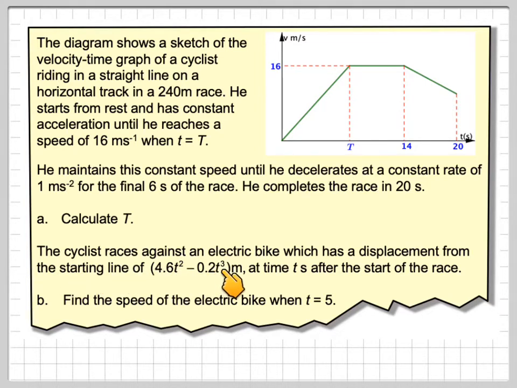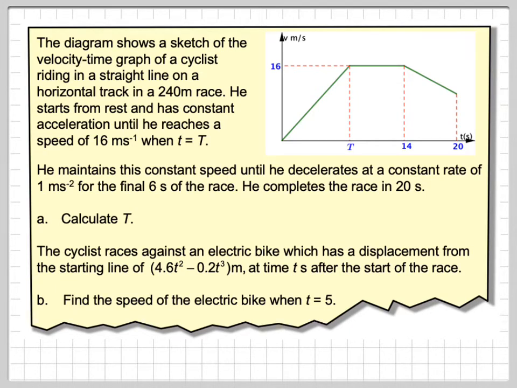The cyclist races against an electric bike, which has a displacement from a starting line of 4.4t squared minus 0.2t cubed meters at time t after the start of the race. Find the speed of the electric bike when t is equal to 5. Okay, so here we're going to have constant acceleration, here we're going to have variable acceleration.